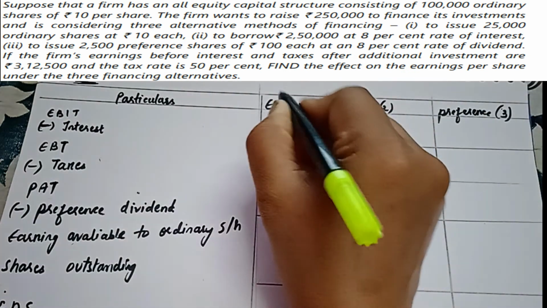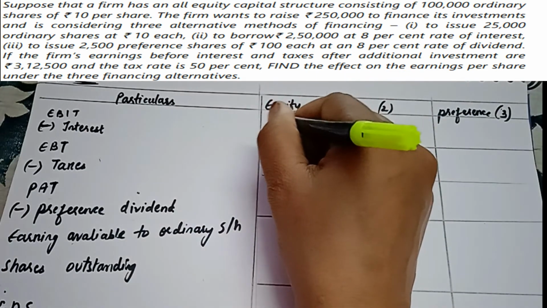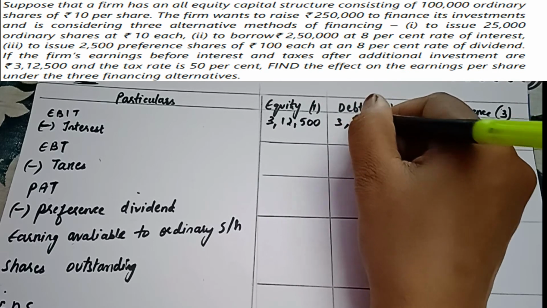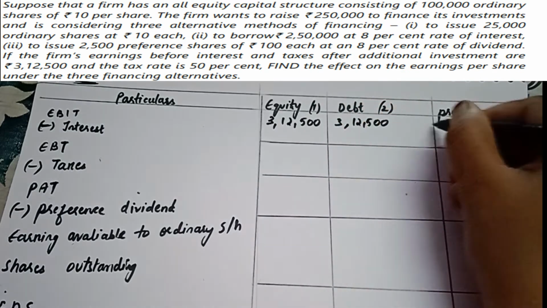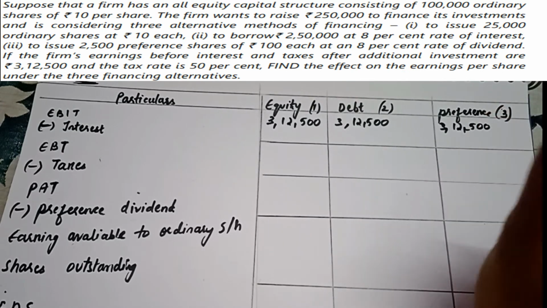Okay, so what is it? EBIT will be the same in all the cases, obviously. So that is 3,12,500. Okay. Next thing is interest.